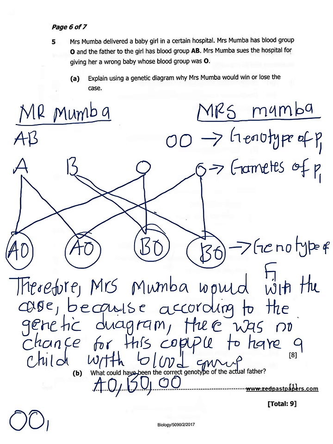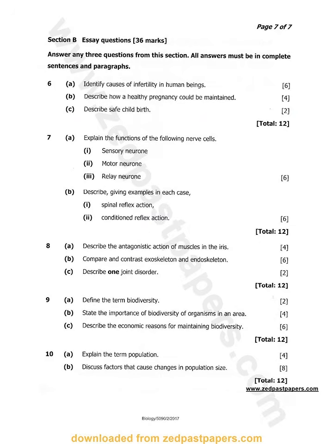Okay, now let's move on to section B. Under section B, we are told to answer any 3 questions from this section. All answers must be in complete sentences and paragraphs. So I'm going to try my level best to give you some hints and points, since I don't have enough space here. But let's look at some of the information that we can share here. Let's look at the first question.